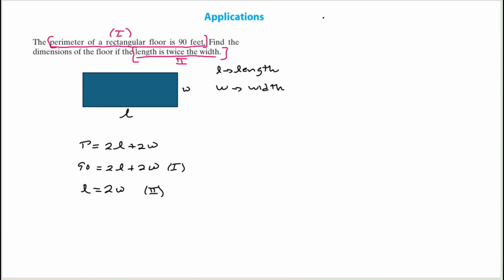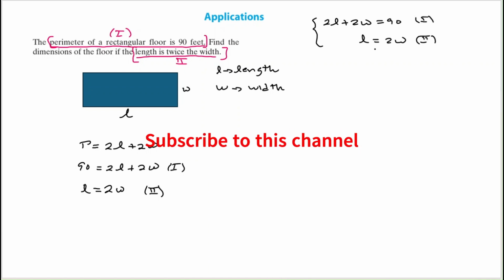That means that we have two equations now. So I have a system that is 2L plus 2W equals 90, and another that says L is equal to 2W. I will solve the system by substitution. So this is my equation 1, equation 2. I will substitute L by its expression in equation 1.